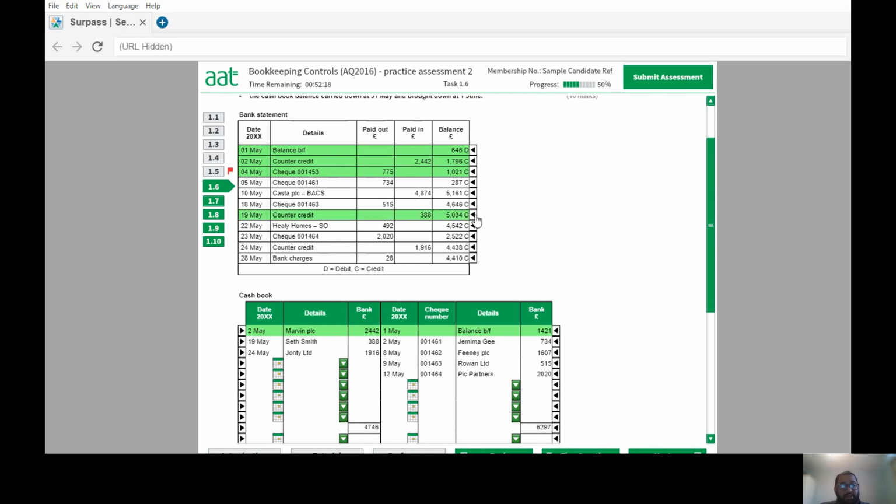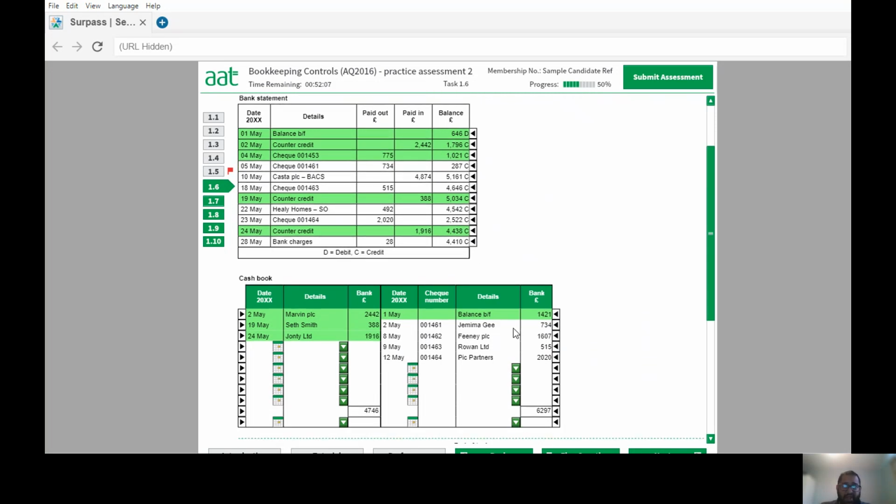388 pounds from Seth Smith. Okay, so that is also there. John T Limited, 1,916 pounds. It is also there. That also can be reconciled. And then if you look at the credit side, because you see I'm doing debits first and then the credits after, it's a lot easier.